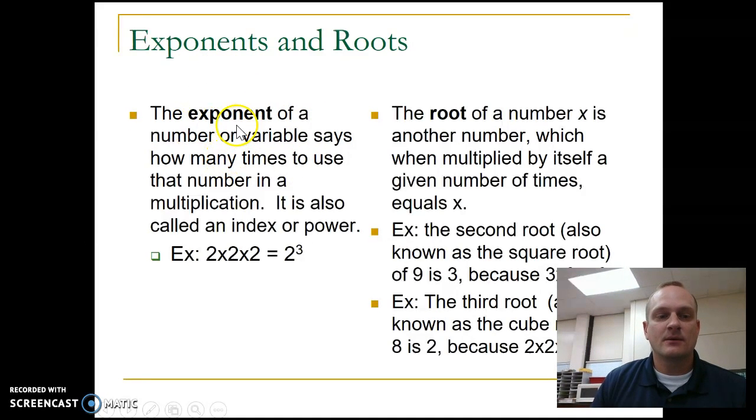Exponents and roots. An exponent of a number or a variable says how many times you multiply it together. So 2 to the third power is 2 times 2 times 2. The root of a number x is another number which, when multiplied by itself a given number of times, equals x. So the second root of 9 is 3. Why is that? Well, 3 times 3 is 9. The second root is also called the square root. The third root, also known as the cube root, of 8 would be 2. Why? Because 2 times 2 times 2 equals 8.